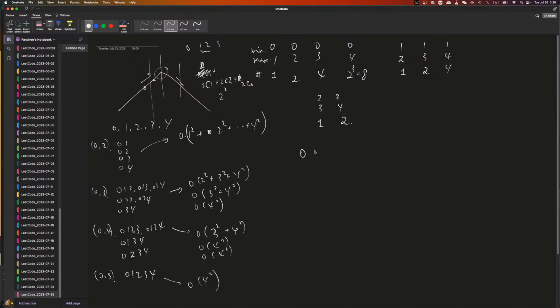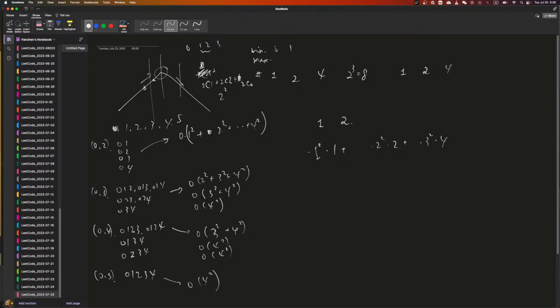0 times 1 squared times 1, plus 0 times 2 squared times 2, plus 0 times 3 squared times 4. Yeah, let's not use 0. That's just too special. So we're going to go with 1. Let me redo this. Results shall be similar.